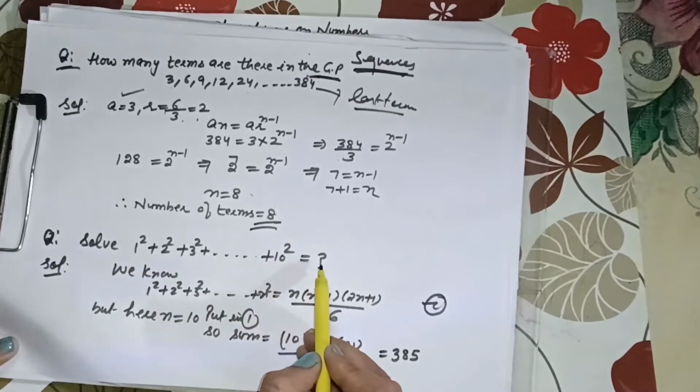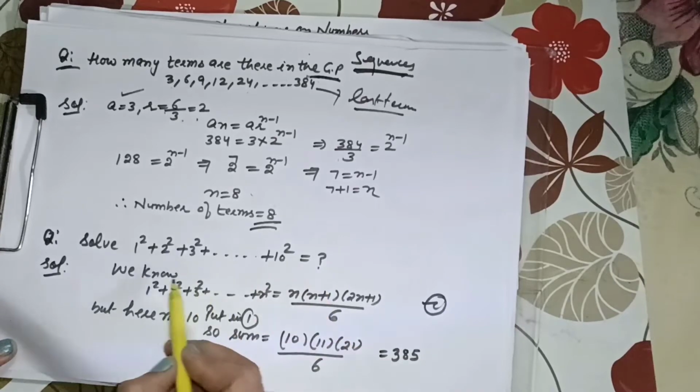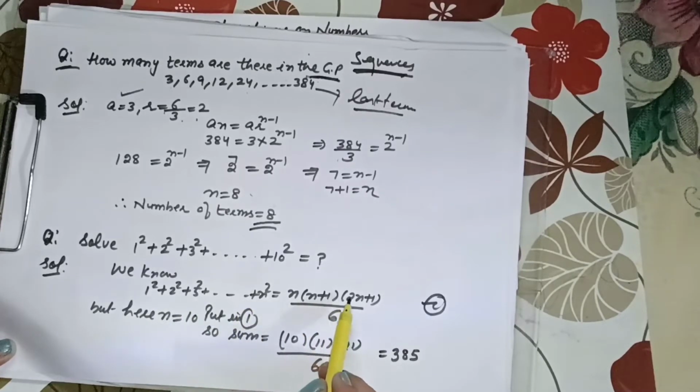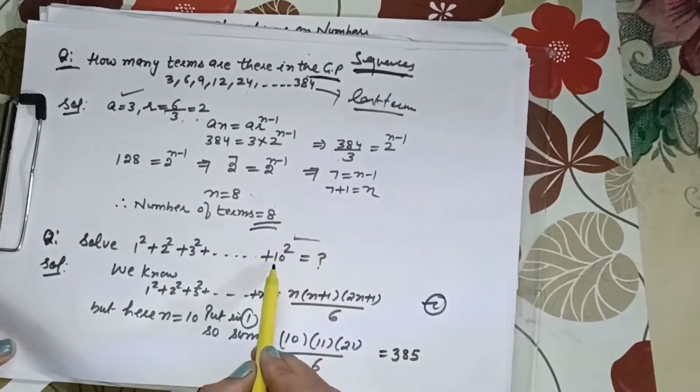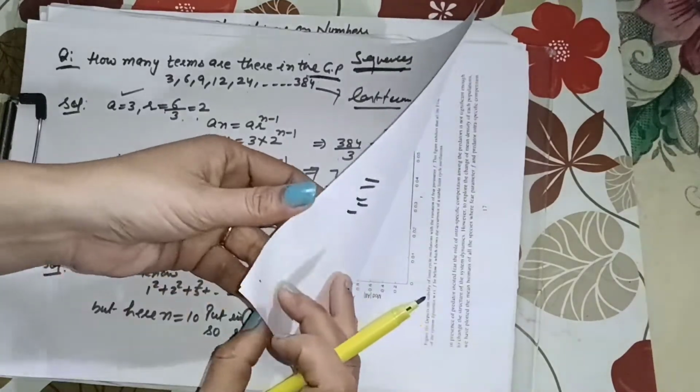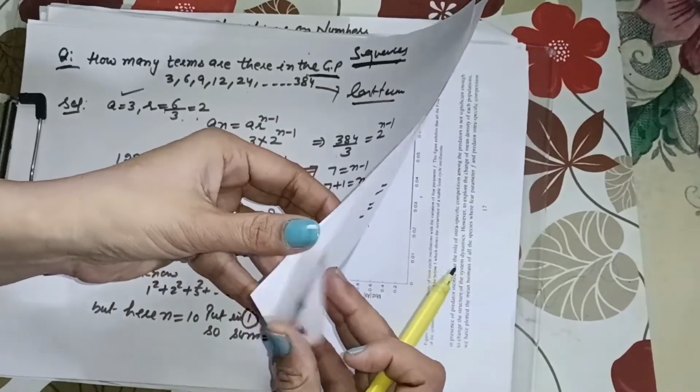10 squares. So how will we calculate? We know the standard result: 1 square, 2 square, 3 square up to n square is equal to n into n plus 1 into 2n plus 1 over 6. But in our question, n is equal to 10. So simply I will put n is equal to 10 in this formula. I will get 10, 10 plus 1, 11, 10 plus 2, 20, 20 plus 1, 21 by 6. So after simplification, I am getting 385. So this is the sum. And next, I will discuss more illustrations.